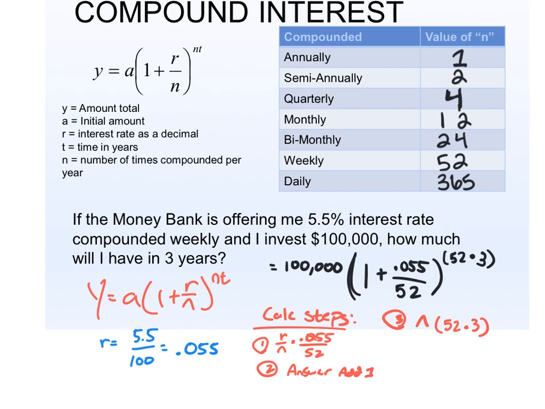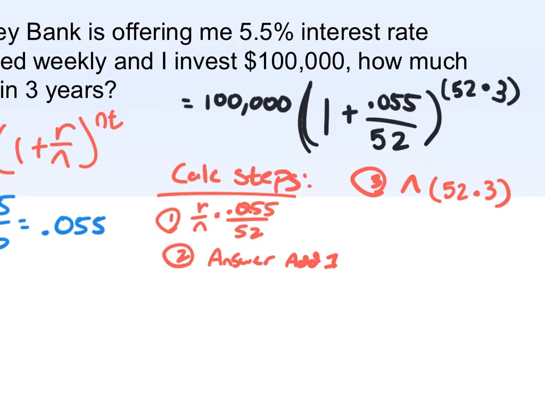So caret, parentheses, 52 times 3. And notice I'm doing that. So what this example looks like is it says answer, caret, 52 times 3 in my calculator. The caret just puts it in the exponent, okay? That's what it looks like. And then I press enter. And I get out a new number. It takes me to 1.179290282.